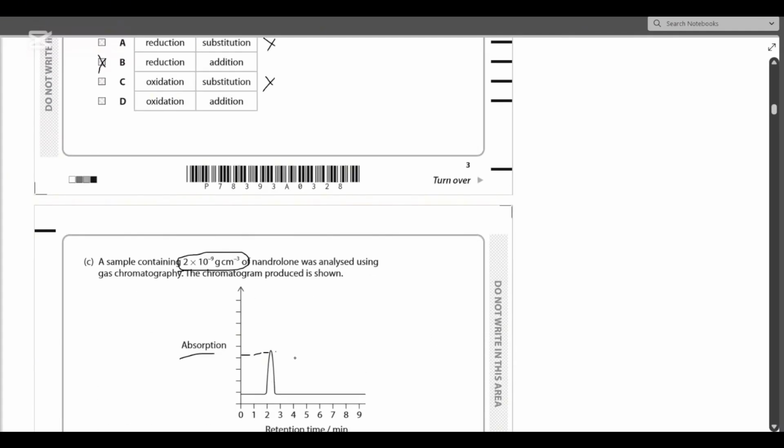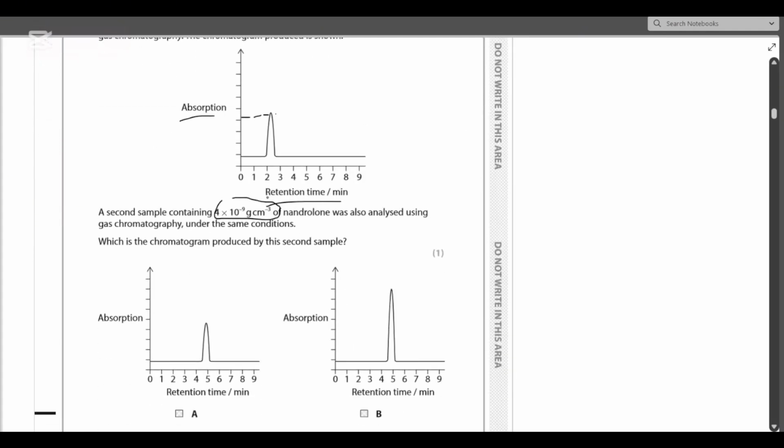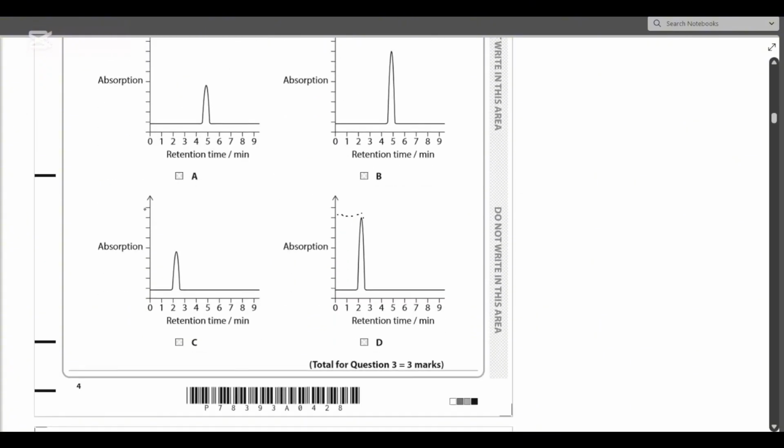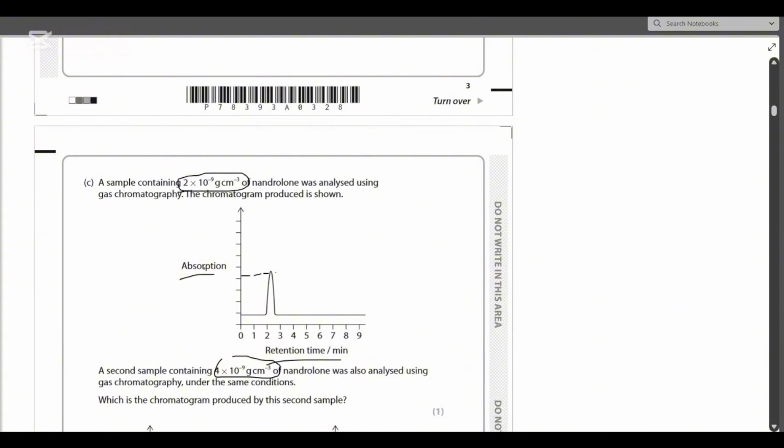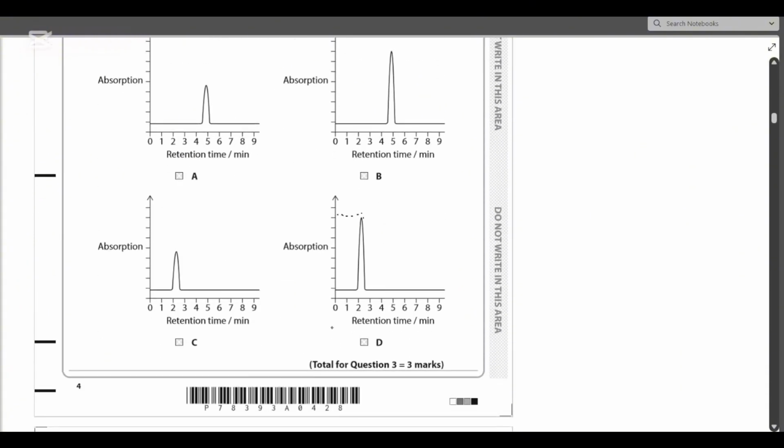So the absorption becomes double since the sample has doubled, but the retention time, or in other words the detection time, remains the same. So we can easily see that three of these options represent a change in the retention time. Only C and D remain. In C and D we can see that only in D the absorption has been doubled, but in C the retention time is okay, but the absorption has not doubled. This is basically just a carbon copy of the given graph right here. So the only answer is D.